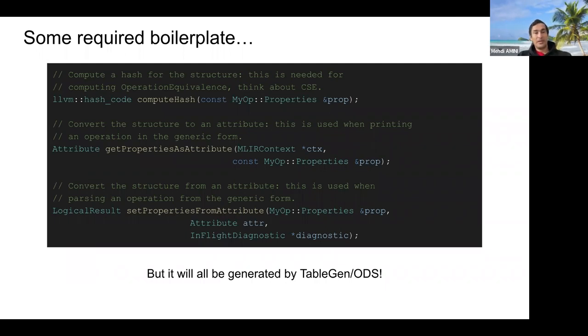To be able to keep the ability to print generically, we enforce that we can always convert the property structure to an attribute. And we can also always set the property from an attribute. And that's pretty useful for generic printing. But most of this, if you're using TableGen, all of those are auto-generated.